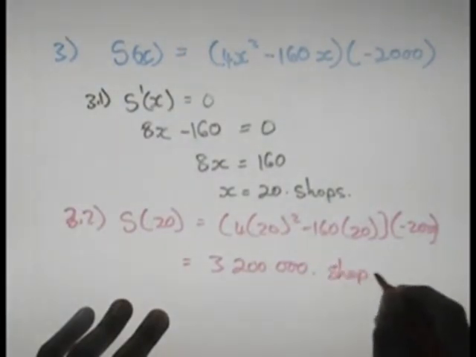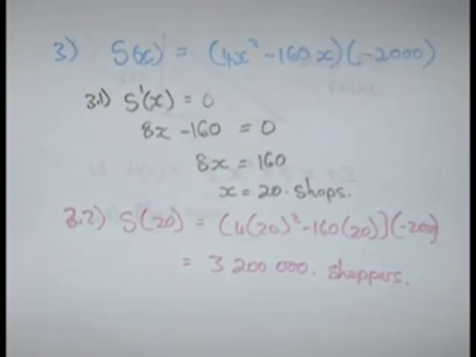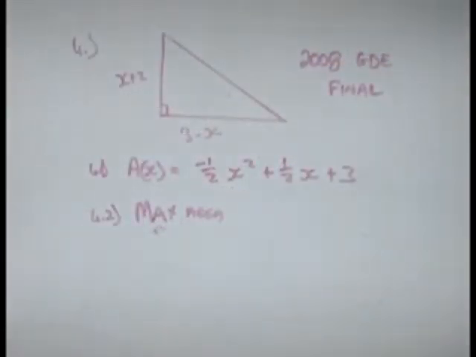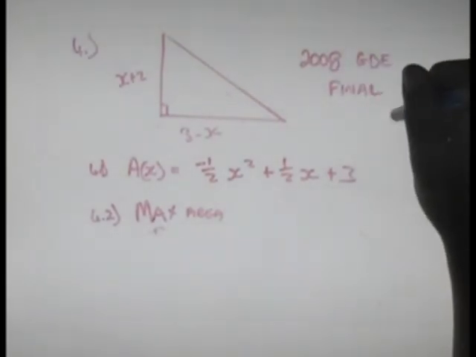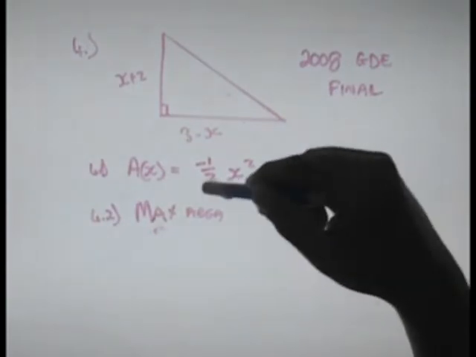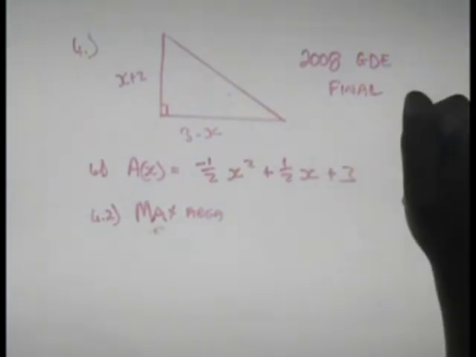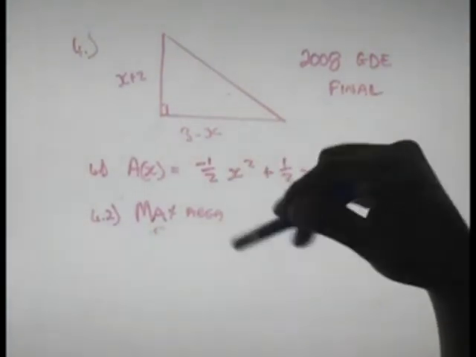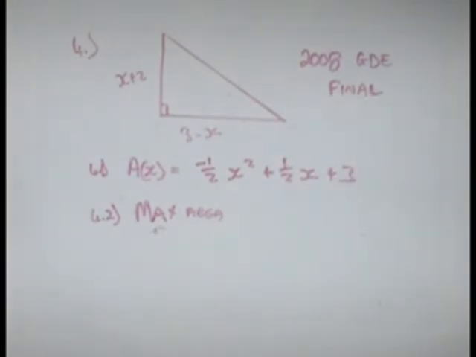Obviously this is a bit of an obscure example, but you get my drift. The fourth one I gave you to do came slightly out of the 2008 GDE final. The reason I say slightly is because I had to manipulate this to make it something that was workable. I included this to give you more of an idea of what to expect from your final exam in terms of application calculus. Notice that it's quite an easy one.